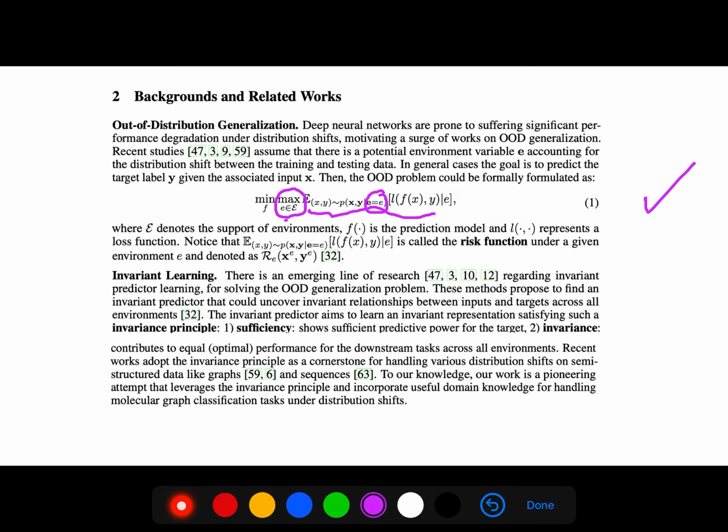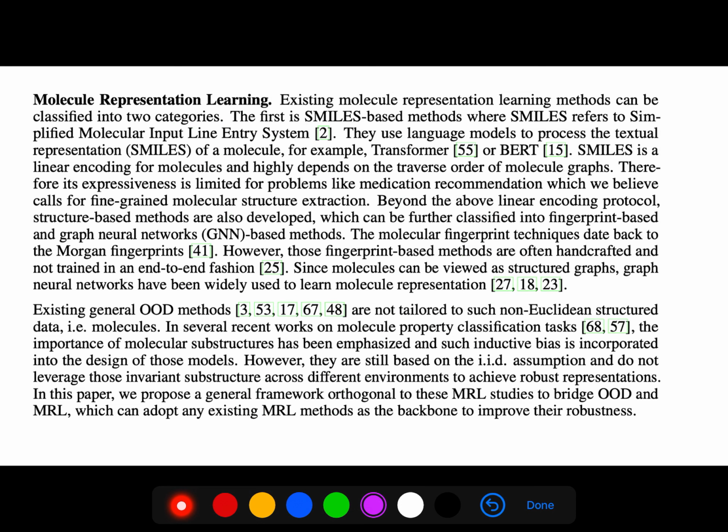So the invariant predictor aims to learn an invariant representation satisfying such an invariant principle that first we want to have sufficiency, showing sufficient predictor power for target. And then we want invariance contributes to equal performance for the downstream tasks across all environments. So sufficiency and invariance, if you keep this in mind, then they talk about molecule representation learning. These are the backgrounds that we need to know.